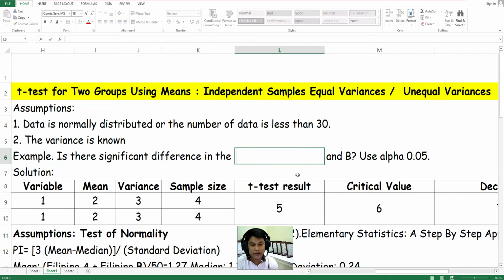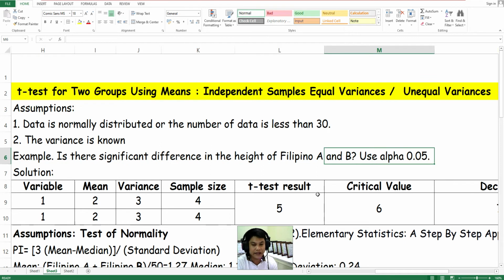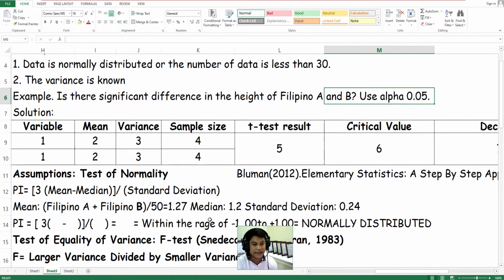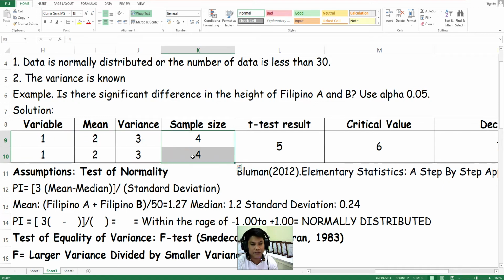Meaning we have to consider whether the height of Filipinos belonging to group A is significantly different from the height of Filipinos belonging to group B. And we can use alpha level 0.05. Later, you will understand the importance of that alpha level in the analysis. What do we expect after analysis? We have to come up with the variables under study, the means of the groups, the variances of the groups, the sample sizes, and then the t-test result and the critical value.